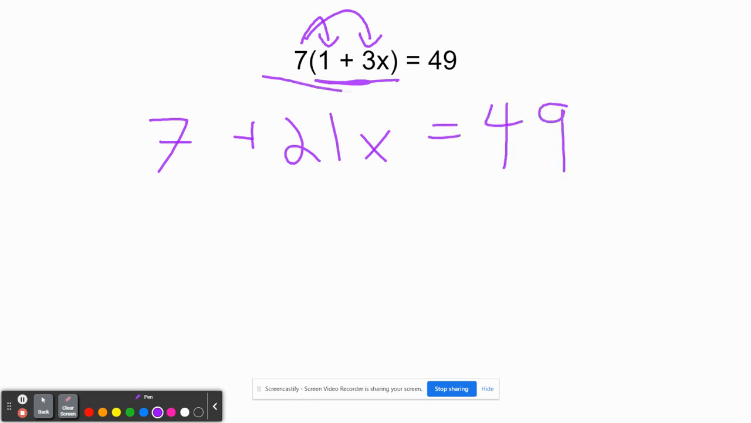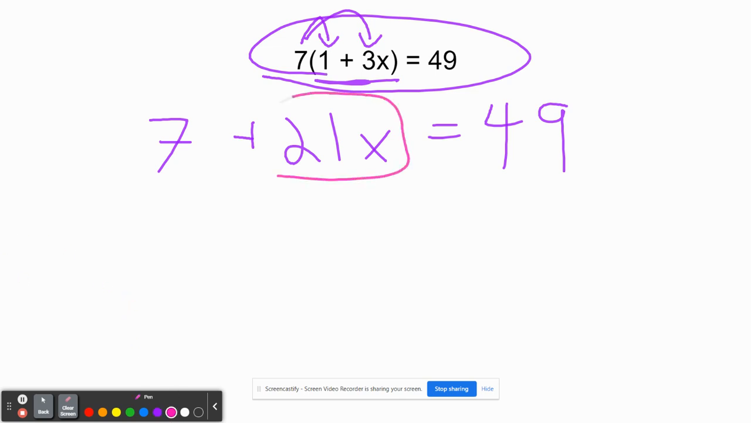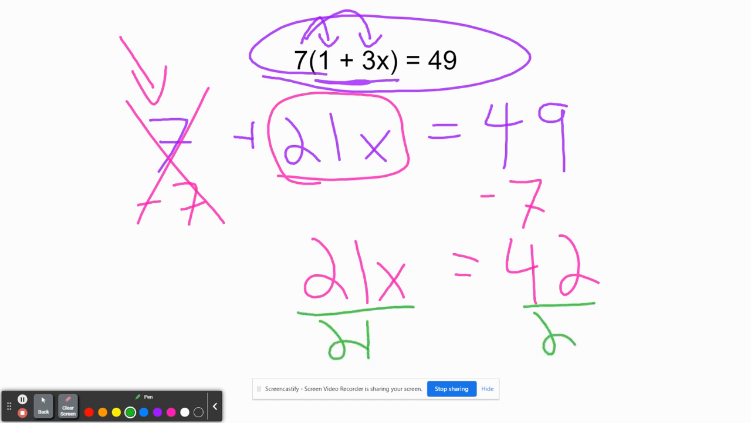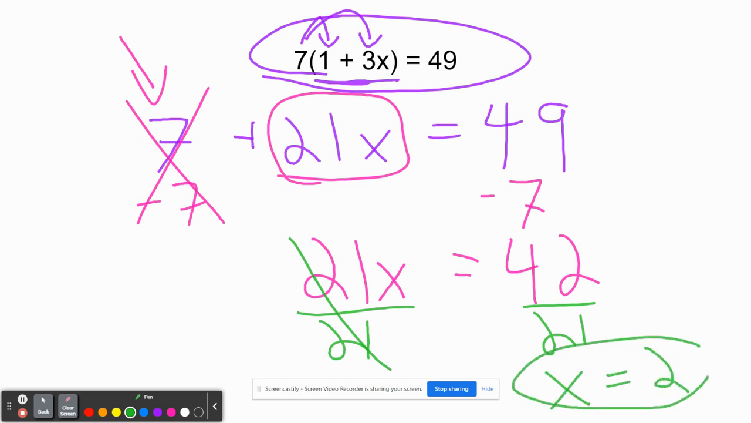Now, we've gone from a multi-step equation to a two-step equation. We want to get the 21x by itself. But to do that, we have to get rid of this 7 first. Subtracting 7 from both sides, we'll move this out of the way, leaving us with 21x equals 42. We'll need to divide both sides by 21 in order to get the x by itself. That works out really nicely for us because 21 times 2 is 42. x equals 2 in this situation. We went from multi-step to two-step to one-step to a finished product.